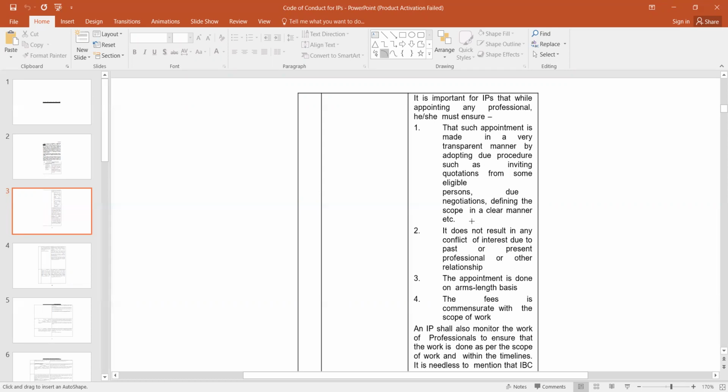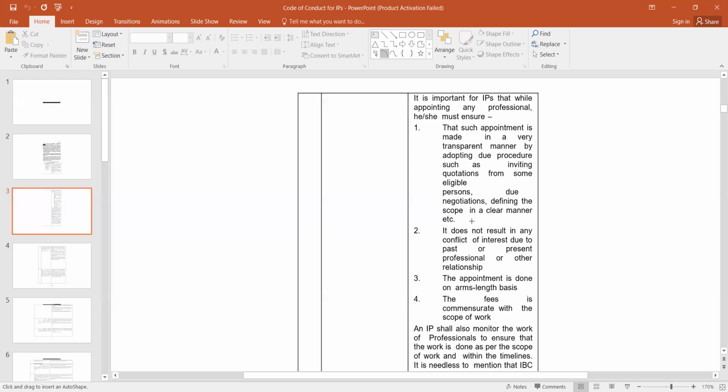A person might complain to the adjudicating authority that this person was not straightforward, he was not honest in his approach. Then you might be required to prove that, my lord, I adopted due procedure in appointing professionals. I invited quotations from some of the eligible persons. I conducted negotiations also. And there was a clear definition of scope. You have to demonstrate this in order to prove your integrity and objectivity.